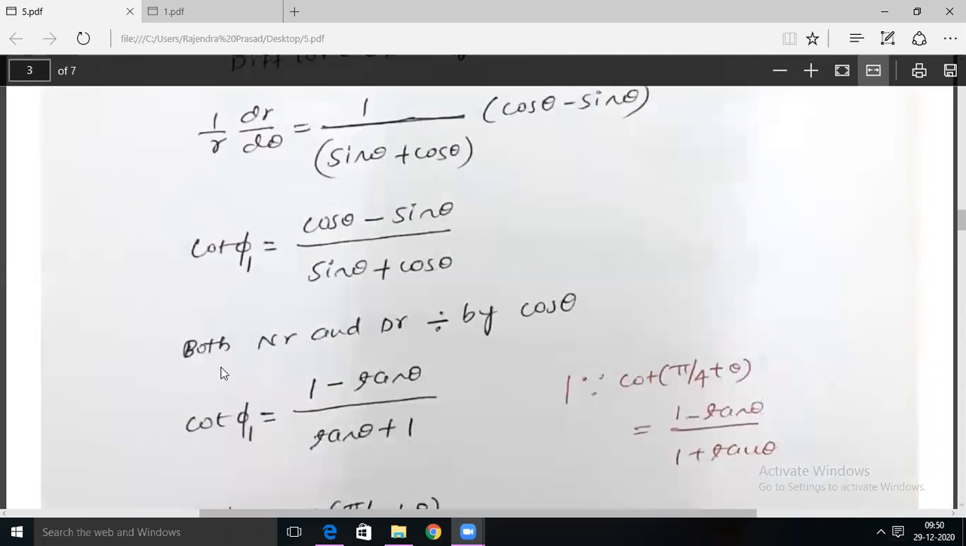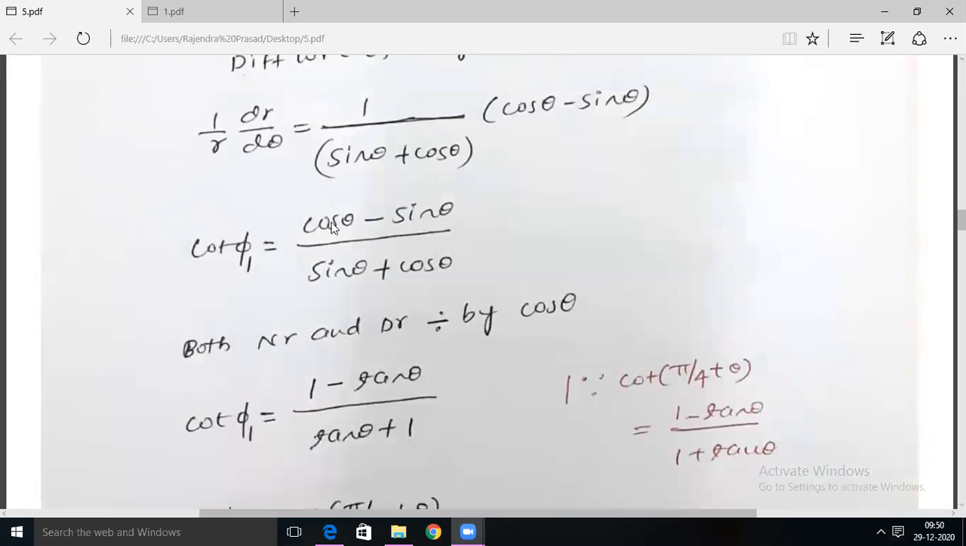So next step, both numerator and denominator are divided by cos theta. Cos theta by cos theta gets cancelled, giving 1. Sin theta by cos theta is tan theta. Cos theta by cos theta is equal to 1. Both numerator and denominator are divided by cos theta. Then we get this answer.